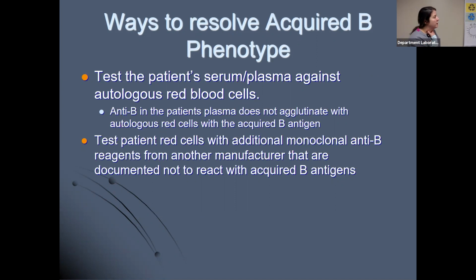So in this situation, you could run what we call an autocontrol. You could take patient red cells mixed with patient plasma. The anti-B in your patient's plasma should not react with the acquired B antigen on the red cells. And then there are also special reagents that are documented not to react with that acquired B as well. And again, in all my years of blood bank, I never ran across this case, but you might see it.